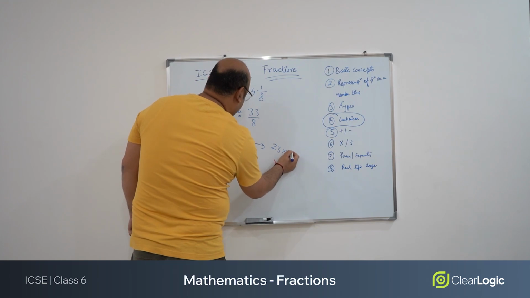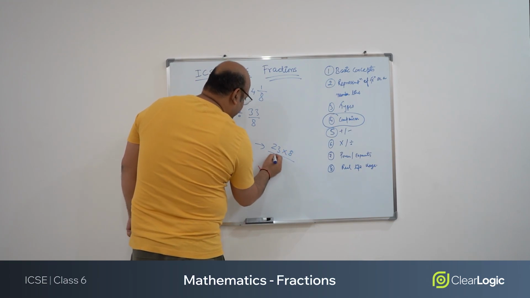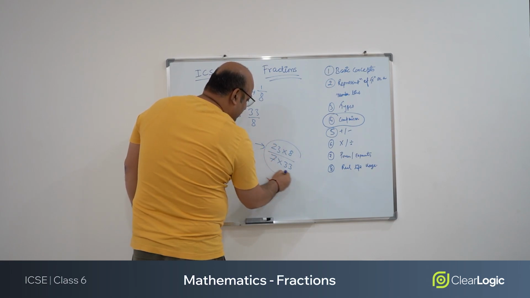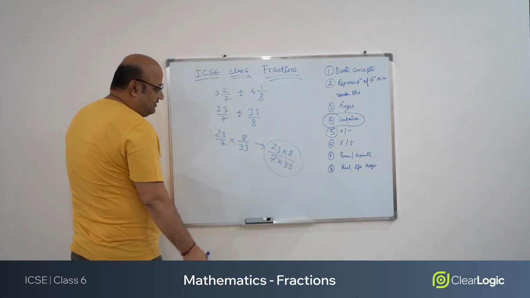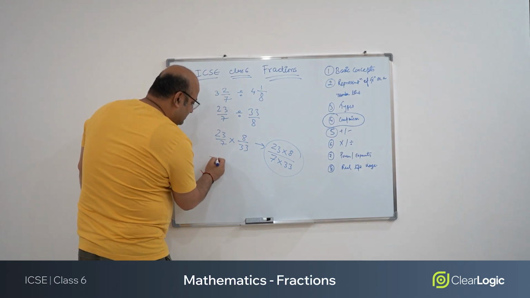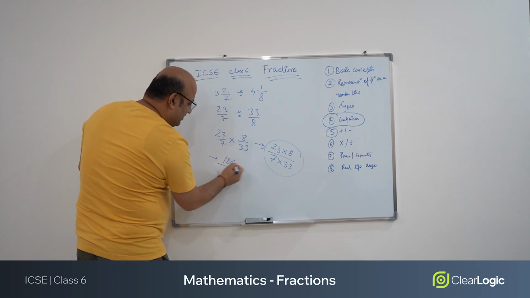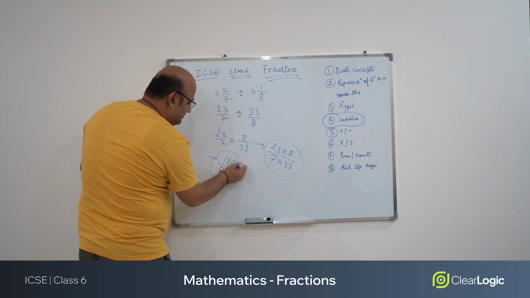Let's complete it: 23 multiplied by 8, and 7 multiplied by 33. I don't think this is going to be divisible, so we'll keep the answer. 8 threes are 24, 4 carry 2, 2 eights are 16, 18, 184. And 7 threes are 21, 1 carry 2, and 21, 231. So this is going to be the answer.